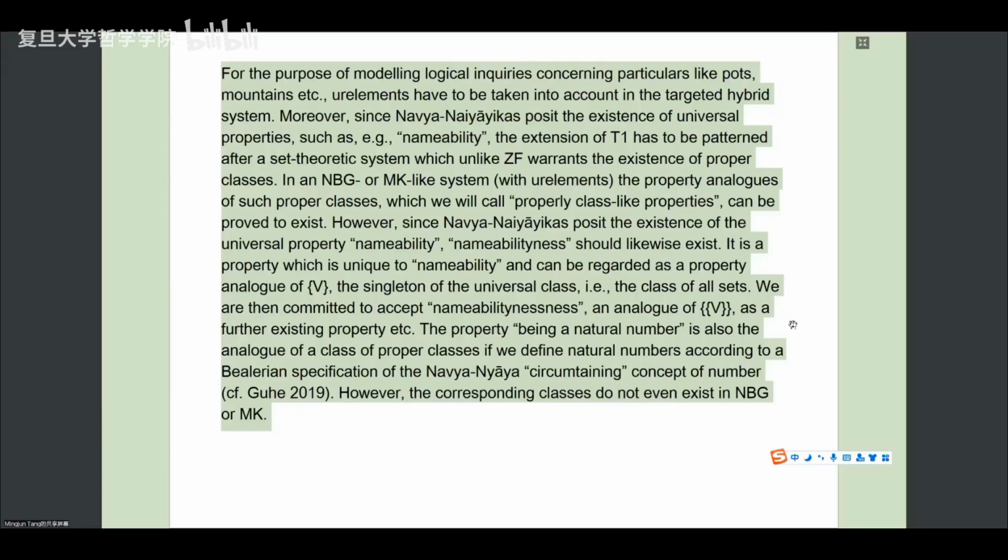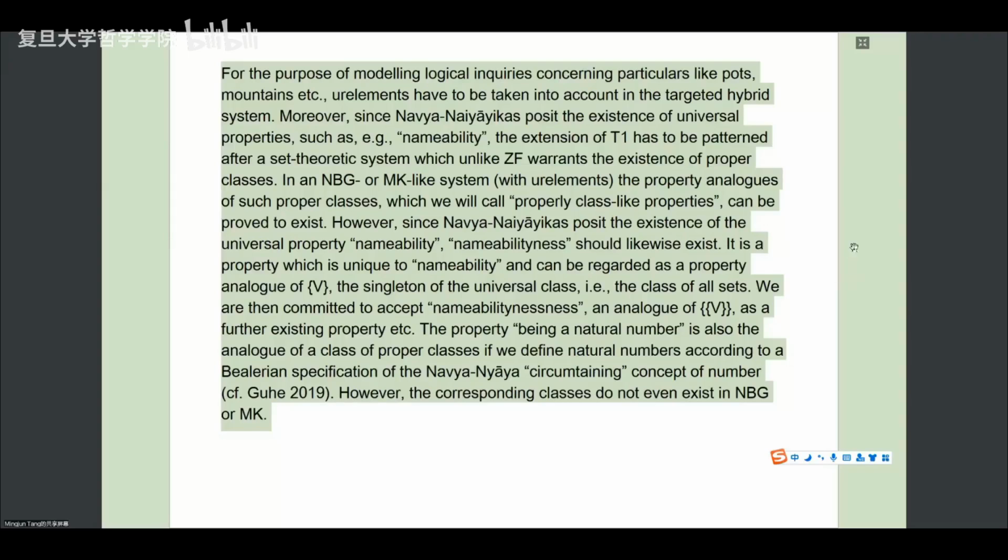However, since Navianians posit the existence of the universal property nameability, nameability-ness should likewise exist. And this is actually something which you can find in Navier texts. When you create property abstracts, you can always add another ness, and again another ness. Yeah, you can have nameability-ness, nameability-ness-ness, nameability-ness-ness-ness, and so on and so on. There is no limit to that. They never tell you that there is a limit to that. And that's also why we can say that Nayakas, or especially Navier Nayakas now, are not committed to be finitistic. They can talk about infinite universes also, just also because we can always take an abstract property and add as many nesses as we like.